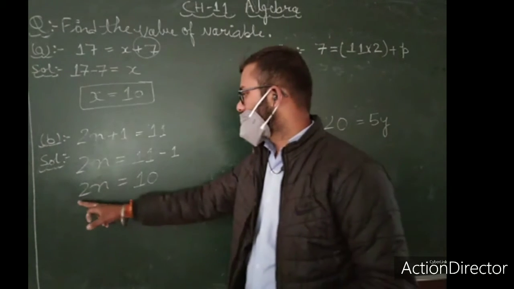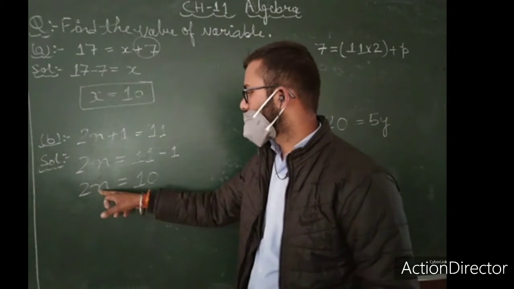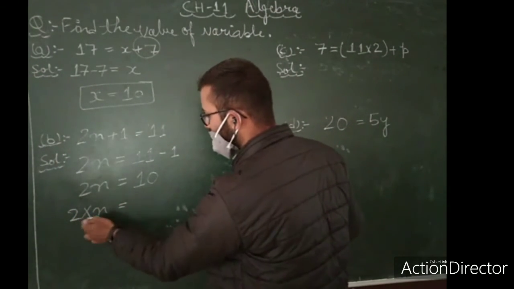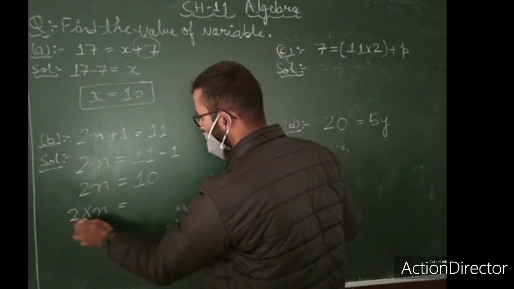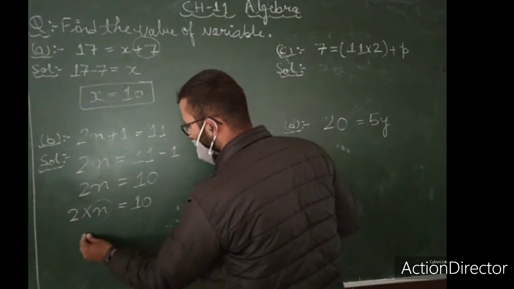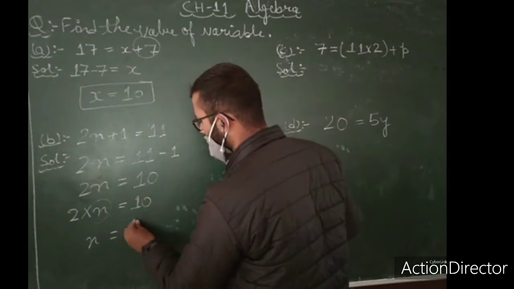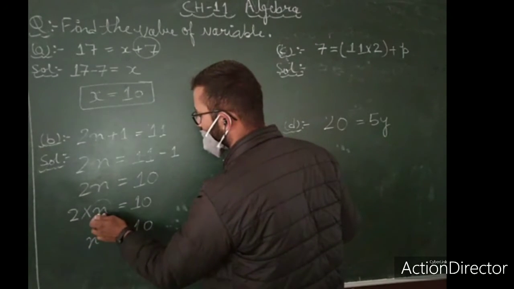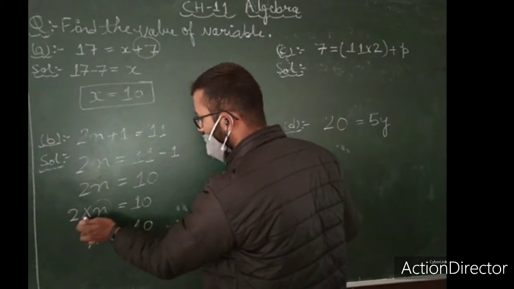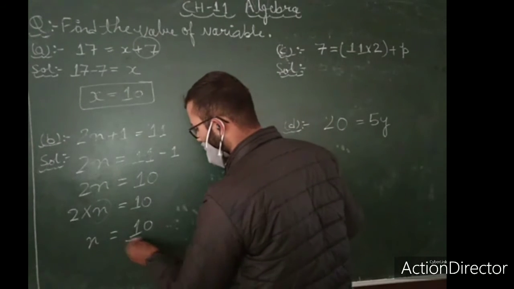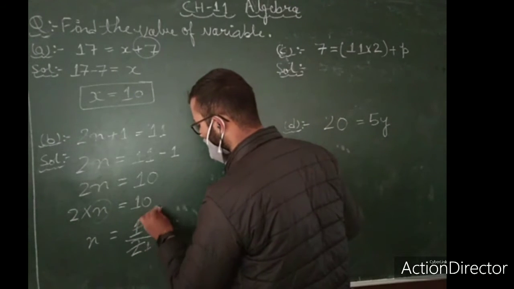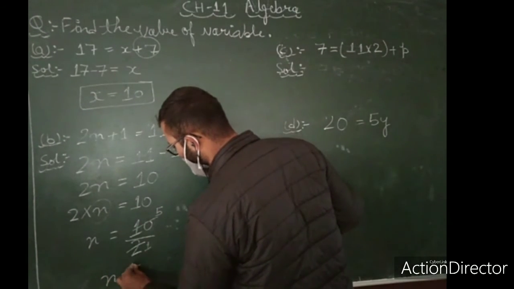Now between the constant and the variable, the symbol is multiplication. Then we get 2n, that is 2 multiplied by n, equal to 10. Now change the place of n: write n as it is, and 2 is in multiplication with n. When it goes to the right hand side of the equal sign, the multiplication symbol changes into divide. Then we write 10 upon 2. And 10 divided by 2 is 5, because 2 ones are 2 and 2 fives are 10. Then the value of n is equal to 5.